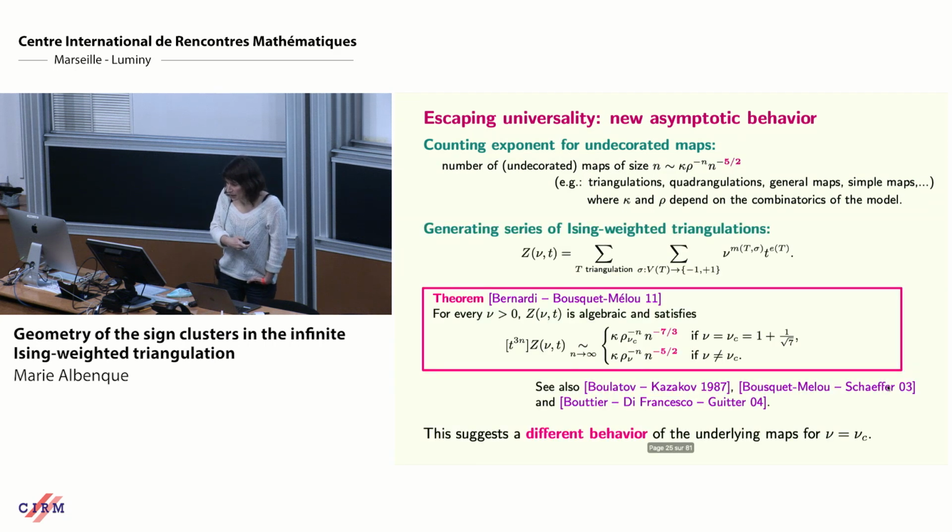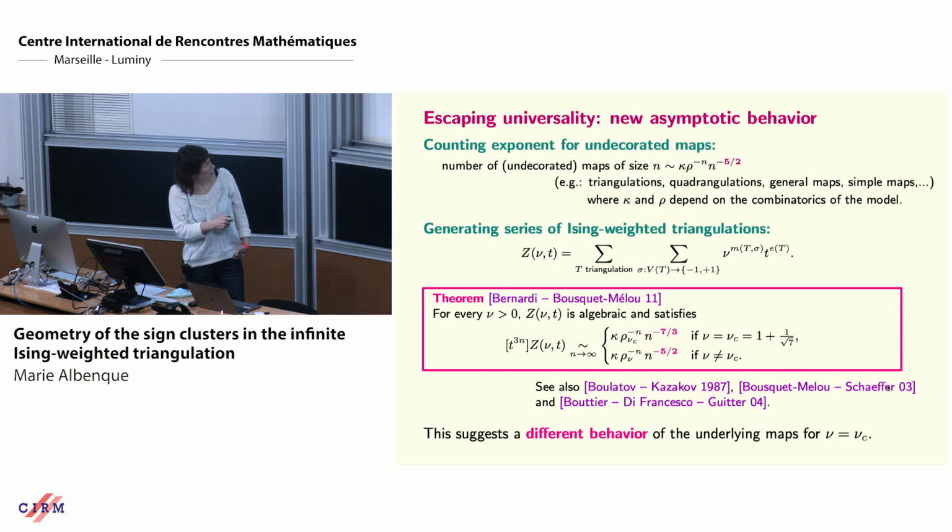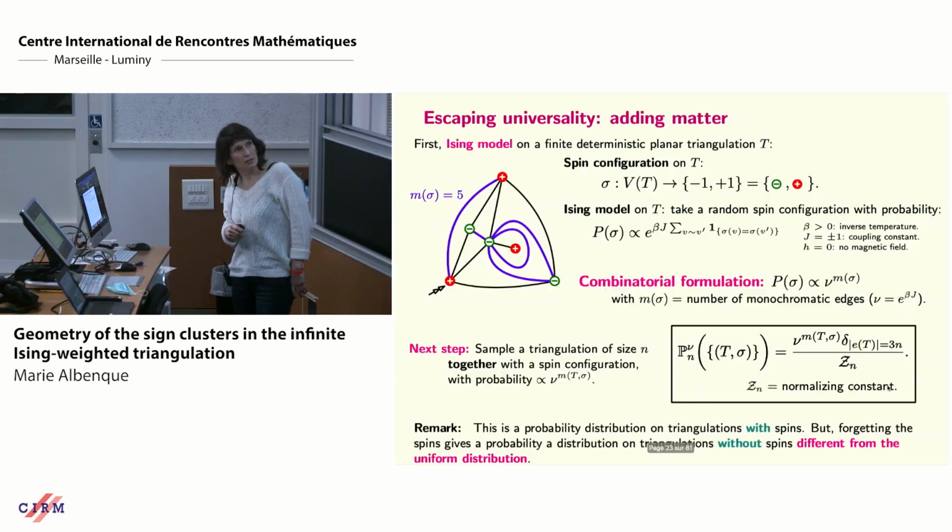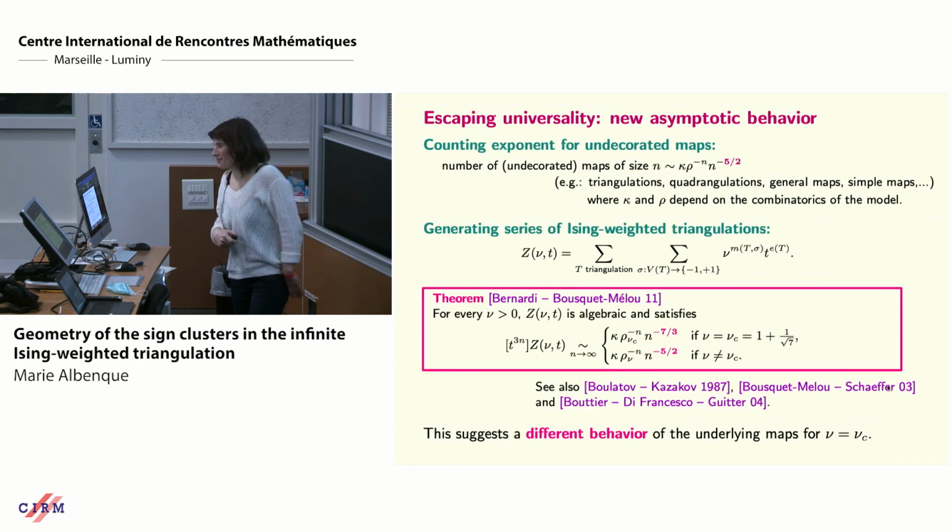Okay. Now, if you look at Ising-weighted triangulations, you can look at the generating series. I'm considering this series, which is just the sum over all triangulations, the sum over all the spin configurations, and I give to each decorated triangulation a weight which is nu to the power number of monochromatic edges and t to the number of edges. If I look at the coefficient of t to the 3n, this quantity here, this is actually exactly this normalizing coefficient.